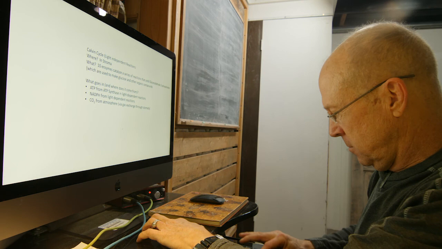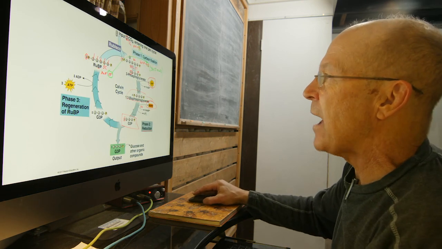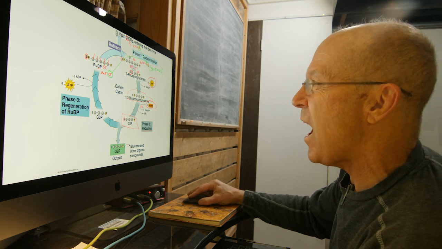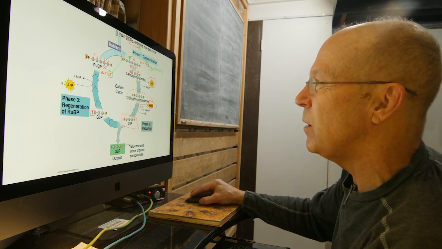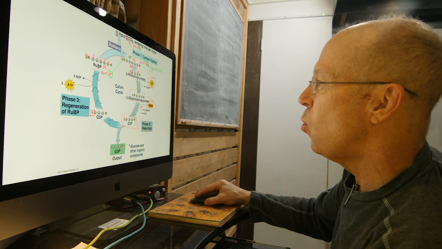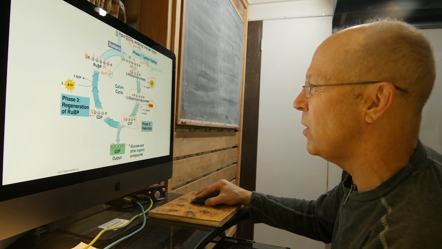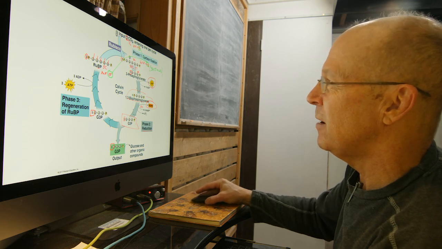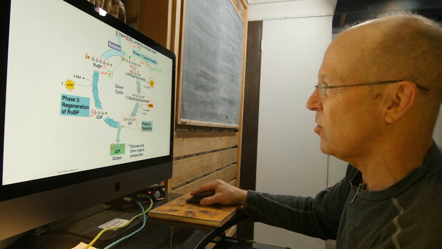All right, now the cycle continues, but this is the cool thing. Notice that we are going to end up with 5 of the G3Ps staying in the cycle, 1 of the G3Ps coming out as output. And again, if you add up all your carbons, here's a total of 15.